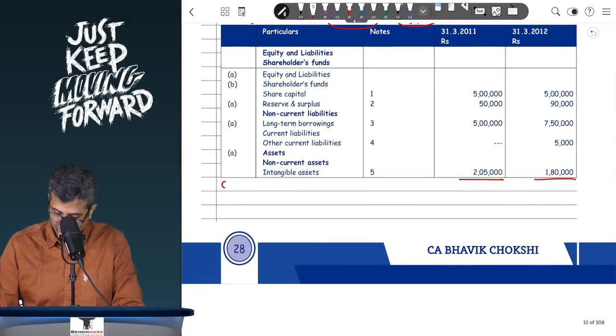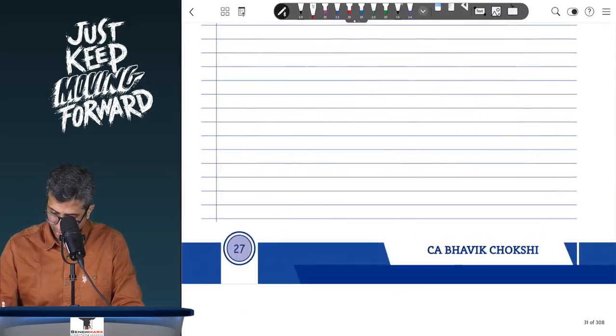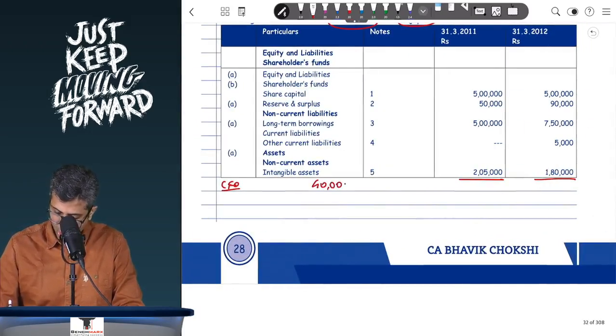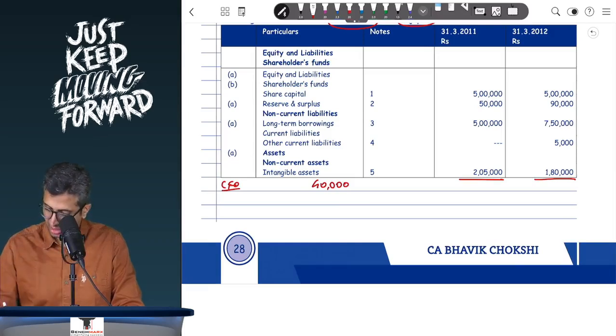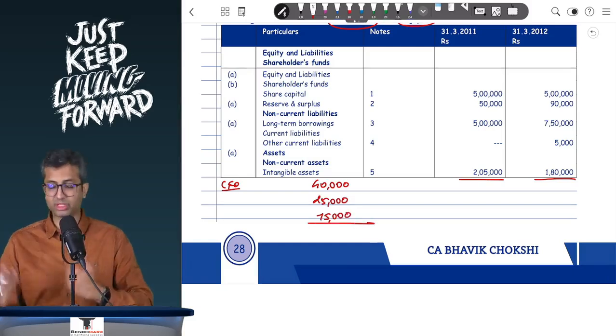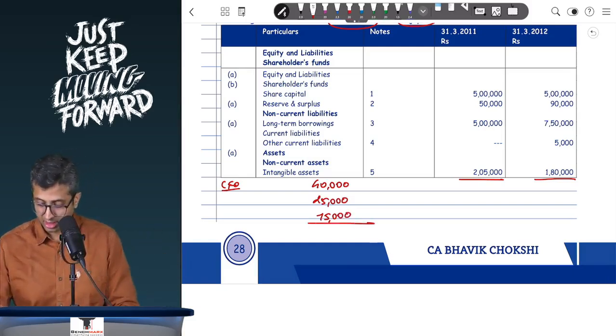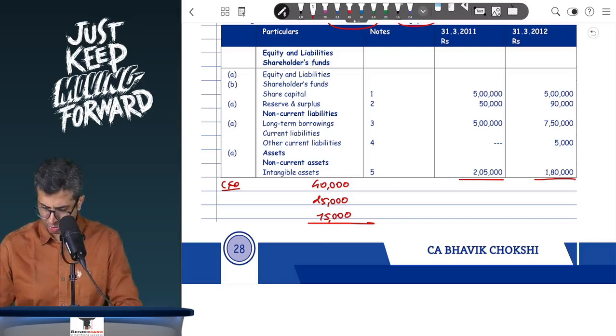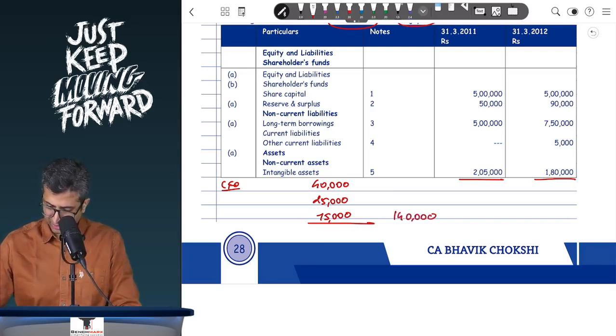So if I look at cash flow from operations, I will start with net profit, which seems to be 40,000. On this 40,000, you will add back non-cash items like amortization, 25,000. You also add back, let us say, interest expense, maybe 75,000 if you assume that this was issued at the start, and hence this will be 40 plus 25 plus 75 comes to 1,40,000.